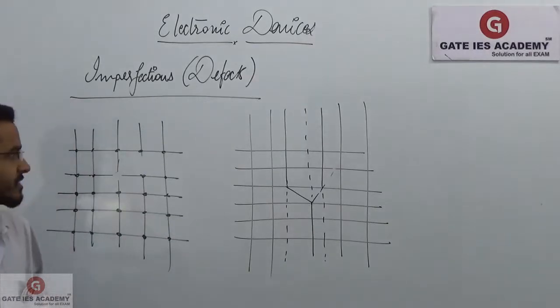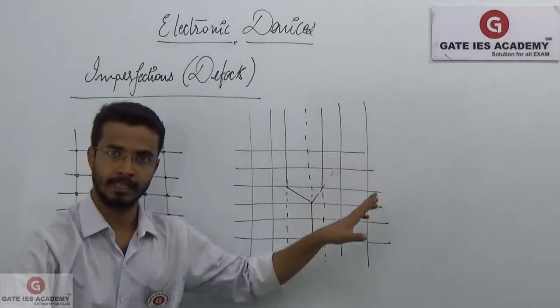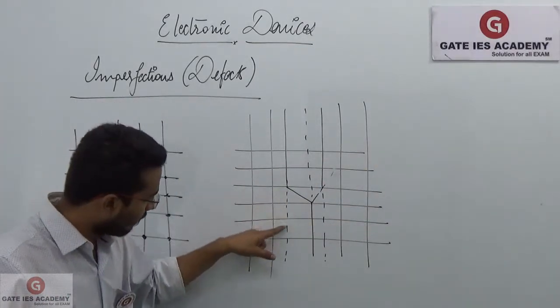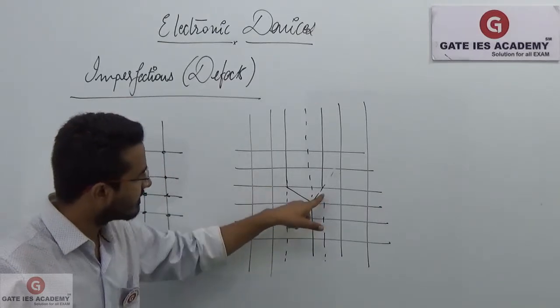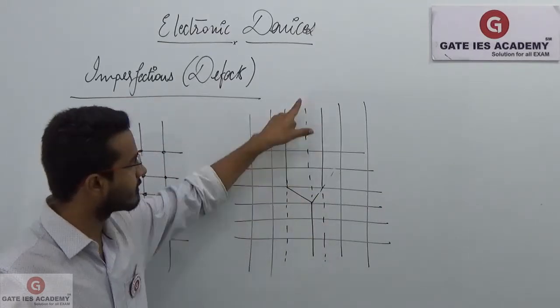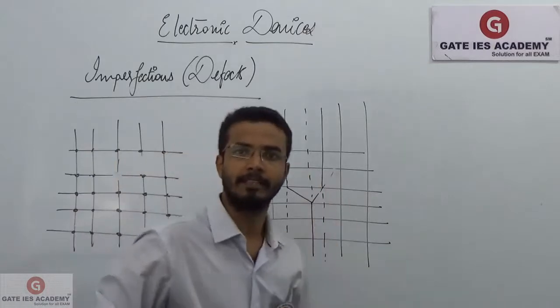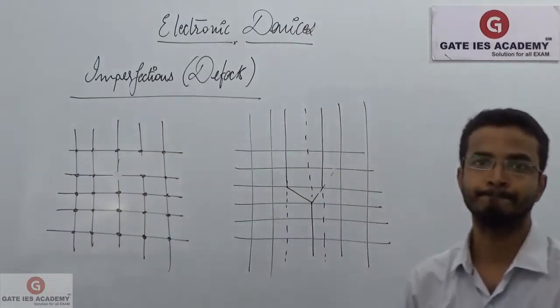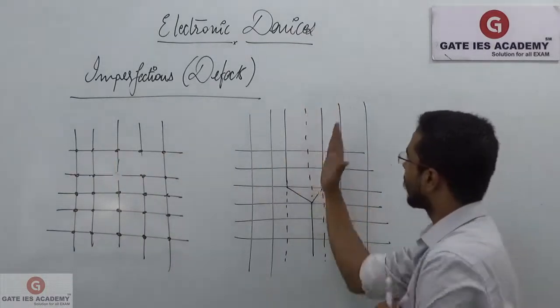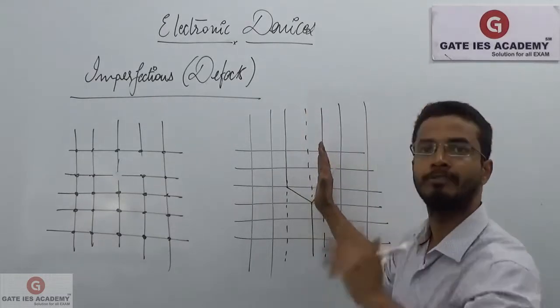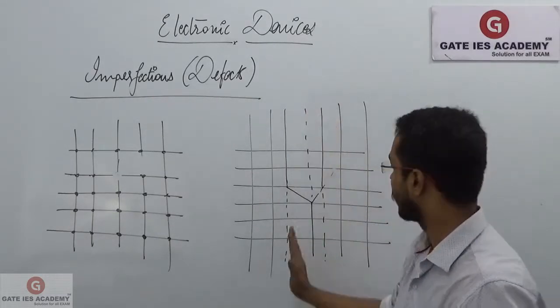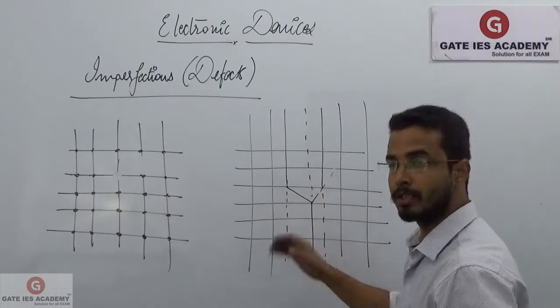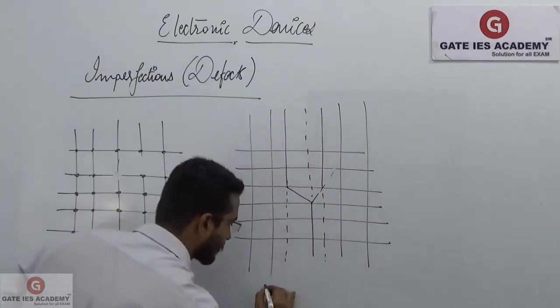Now if the crystalline structure looks like this, that means this array of electrons is missing, this electron array is missing along the plane only, that means along the line. In this particular line, the entire row of the array of electrons is missing, here also, here also. So this type of defect is known as the line defect.